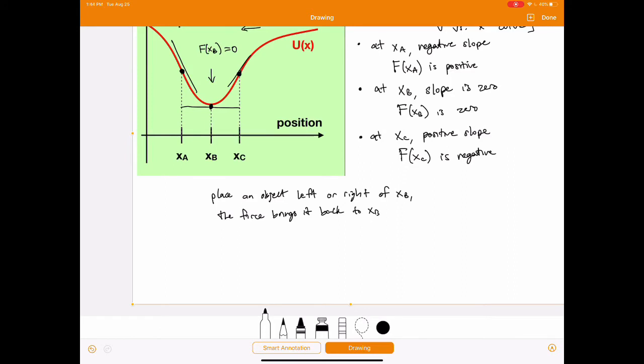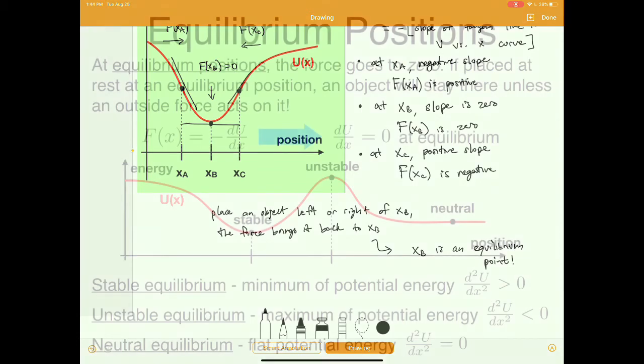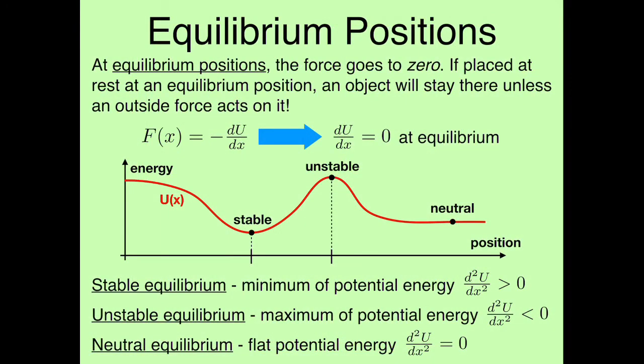So clearly there's something special about that point XB because the system kind of wants to be at that position. So what we call this point XB is an equilibrium point. Okay, and that takes us to equilibrium positions. So at an equilibrium position, the force goes to zero. That's the definition of equilibrium, that it's a point where the force goes to zero.